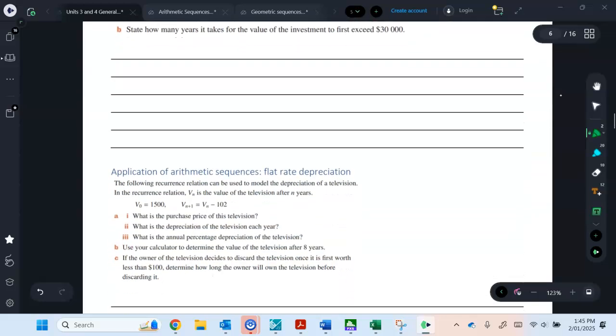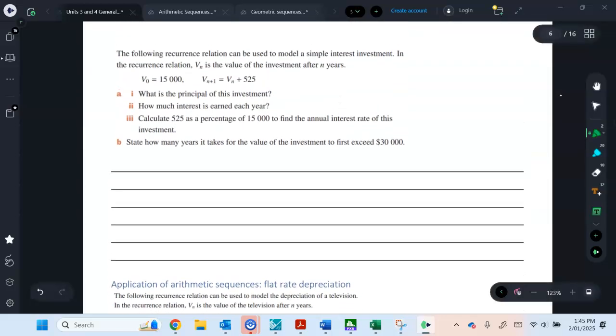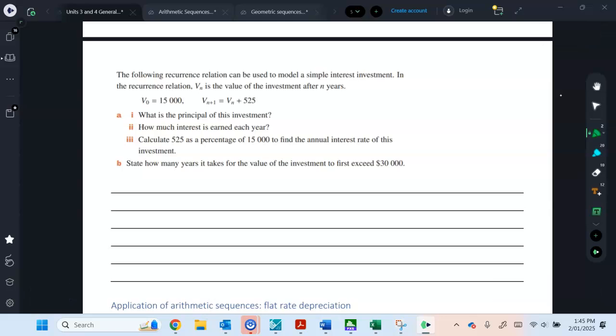I might just, let's just do this one anyway. All right, so we've got a recurrence relation for an investment. I might go through this one just because it's a good one to actually think about what is happening in your recurrence relation, although I might just talk about it as opposed to writing everything down.